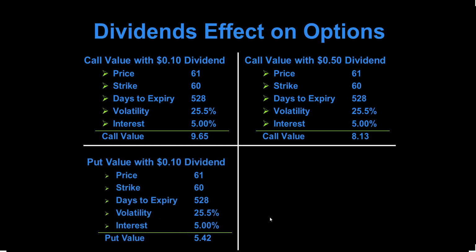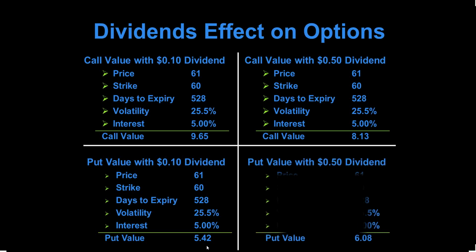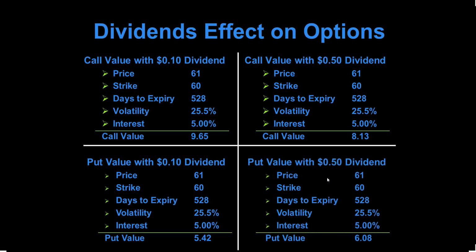By the same token, puts, they go up in value. So here's a 10-cent put, $5.42. If the dividend goes from 10 cents to 50 cents, then the put goes up. So the only thing I want you to know there is any call dividends, like, sometimes, and it happened a lot with a lot of our members. We saw it in Q4 of last year when we didn't know what was going to happen to the budget deficit, and a lot of companies didn't know what was going to happen to the taxes.